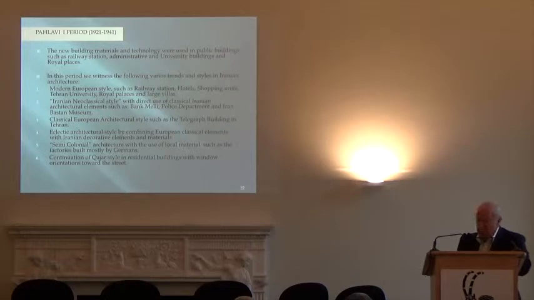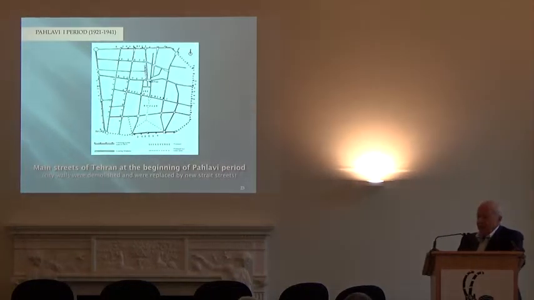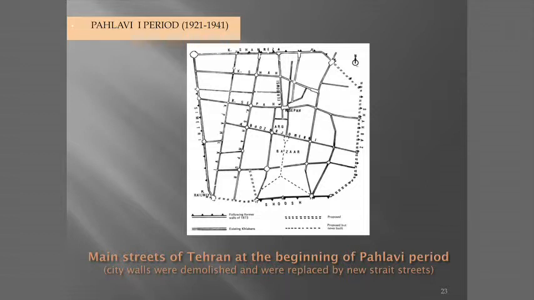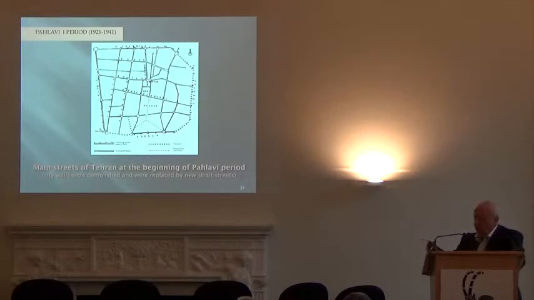However, there were six types of styles and different types of buildings, which is interesting. Reza Shah demolished the walls, and in lieu of the walls, he put the boulevards. He actually didn't need the wall because of the expansion of the city and the military installations that he could put around the city in different parts to control.